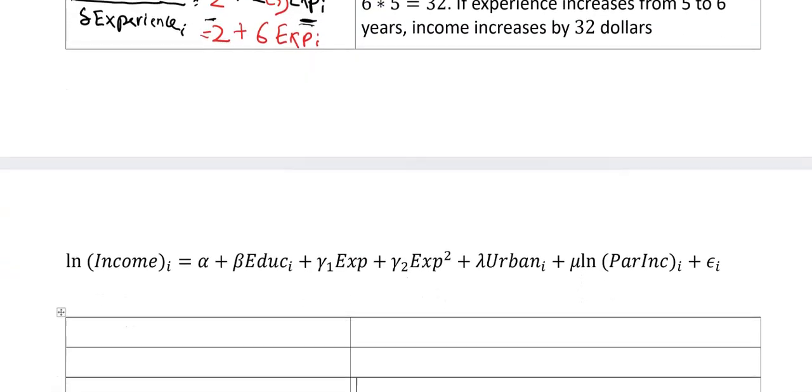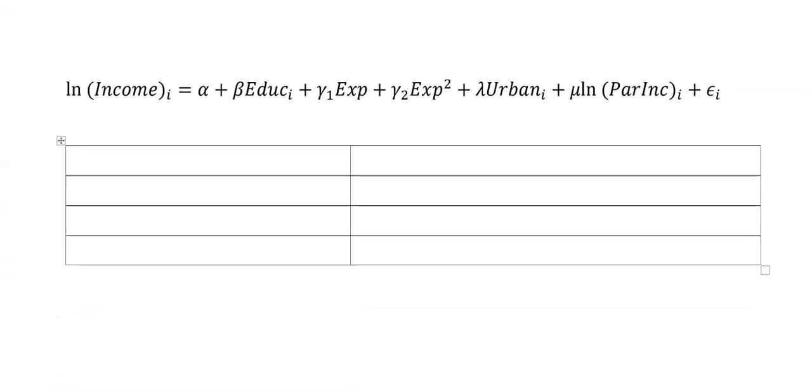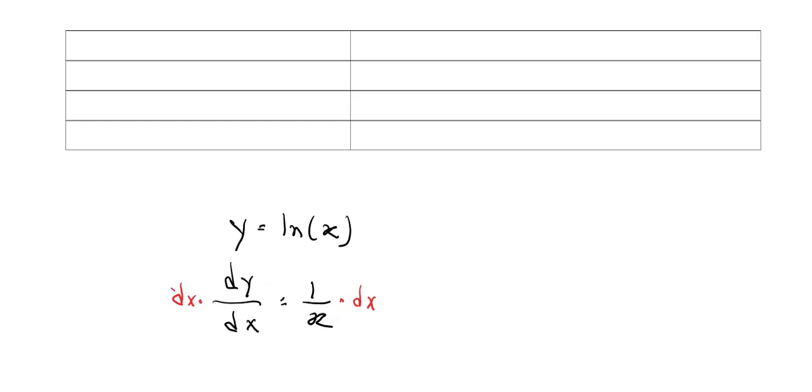Now let's look at a case where we have natural log. The thing about natural log is the derivative. Let's say we have y equals ln of x. In that case, if I take the derivative, dy over dx would be equal to 1 over x. Now, if I multiply dx on both sides, the dx get canceled, and what I have eventually is dy equals 1 over x dot dx.